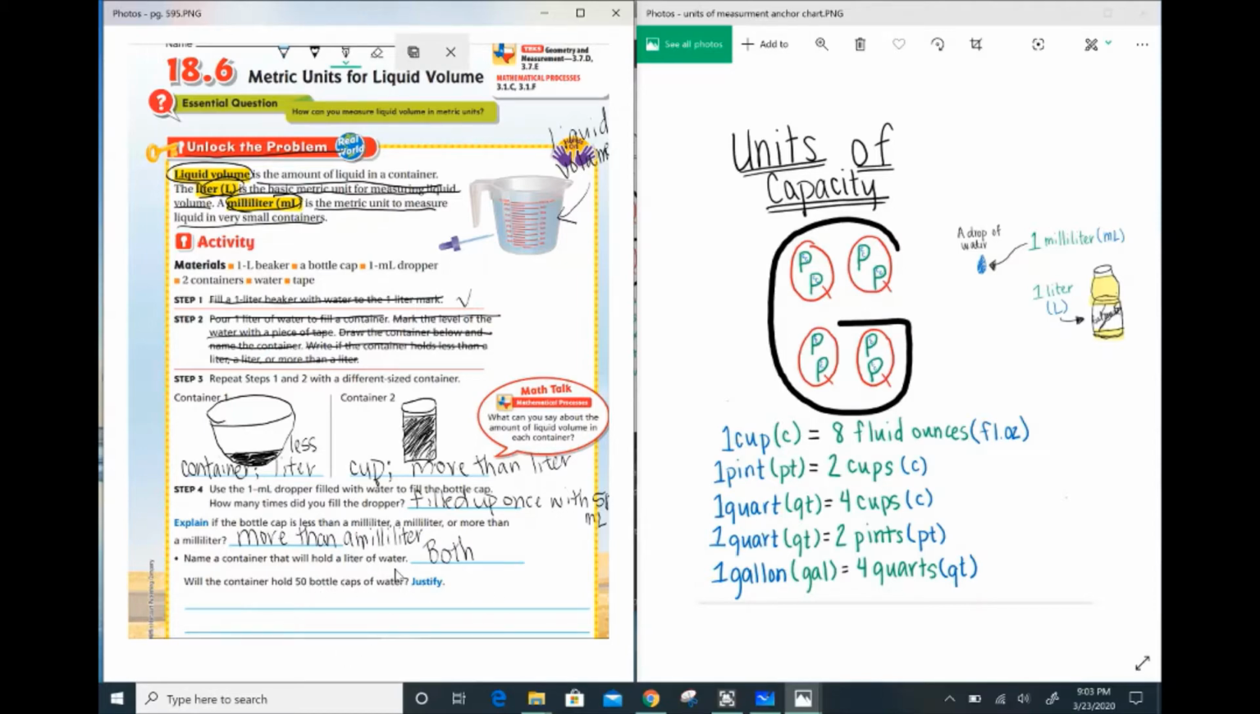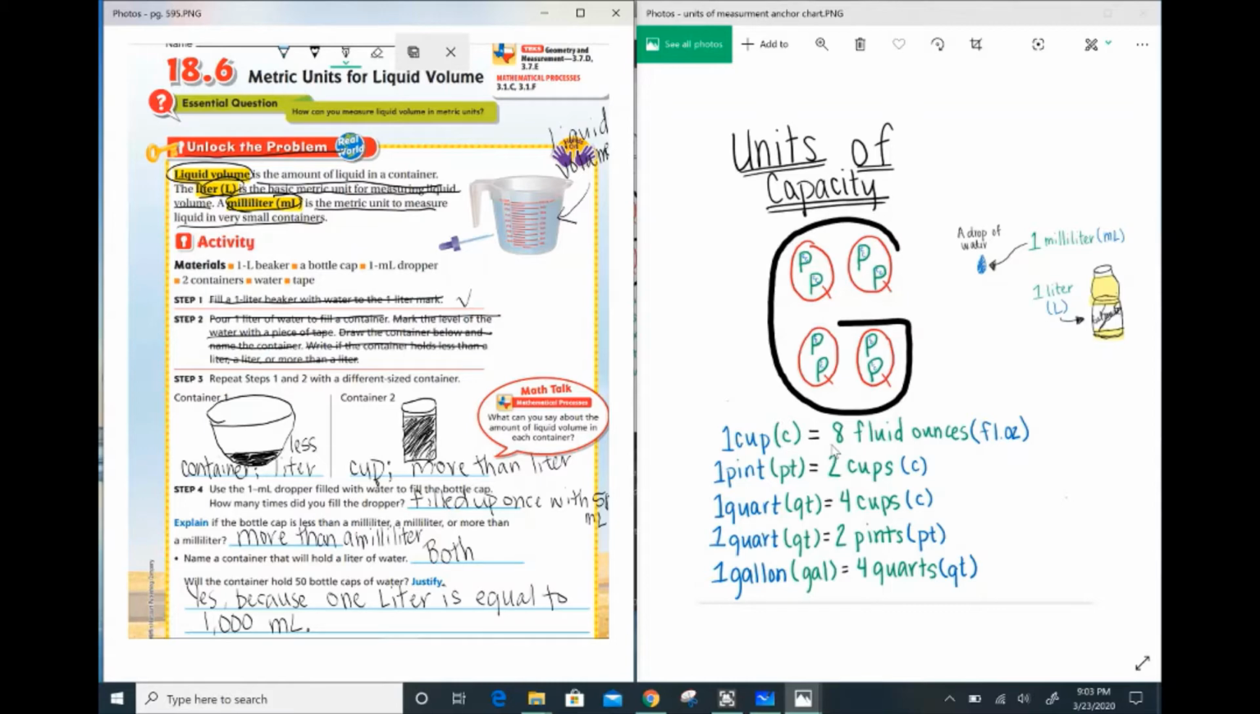So I definitely think that yes, it's possible, because 1 liter is equal to 1,000 milliliters. So I'm going to go ahead and write here, yes, because 1 liter is equal to 1,000 milliliters.